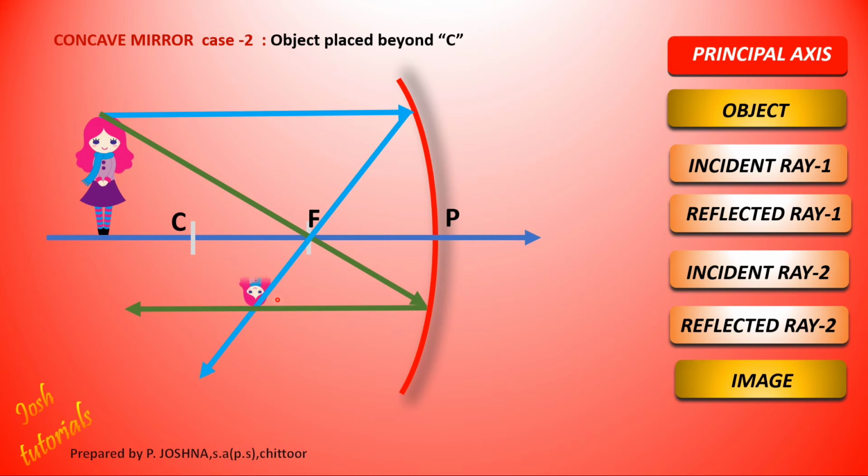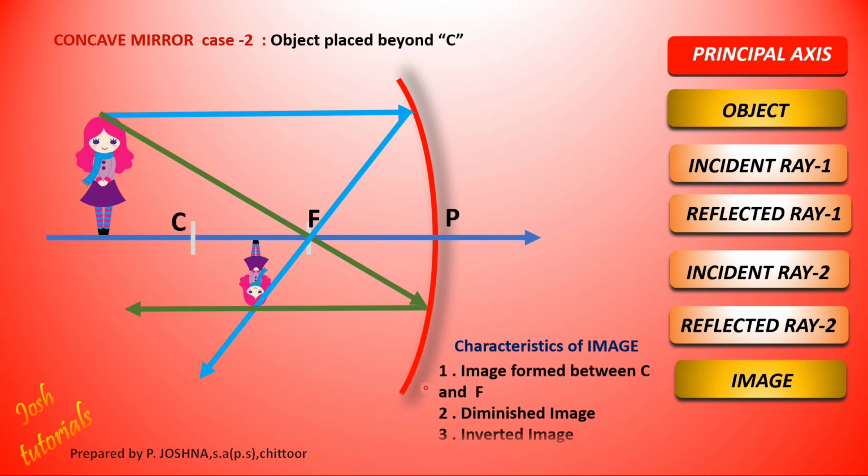These two reflected rays, reflected one and reflected two, meet here. Now look at how our image will be looking. The image is formed between C and F, the center and focal point, but it is diminished in size, small, and it is inverted, and it is real. And we can call this image on screen.